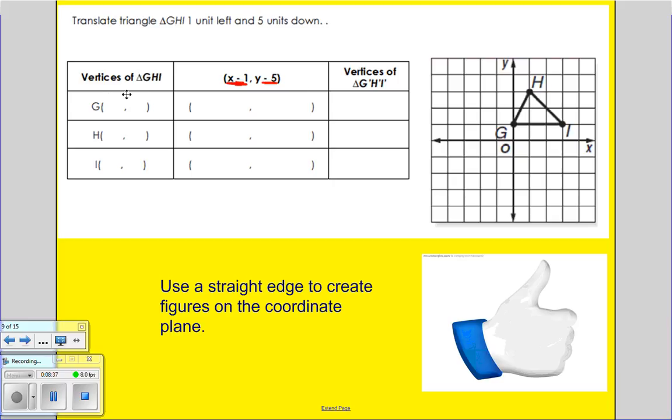So looking at letter G here, if we start at 0, 0, letter G is still at 0 on the x-axis. This would be 1 and negative 1. So it's still at 0. And then it's on the y-axis 1 up, so that's positive 1, 0, 1. H is at positive 1 on the x-axis, and then positive 3 on the y-axis.